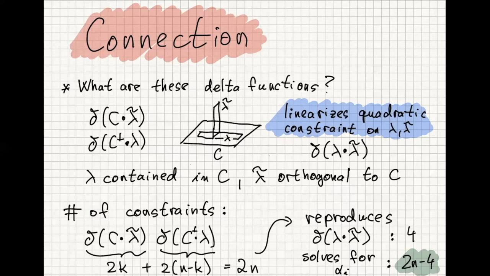Once we say these two statements, written in terms of two delta functions, this imposes that lambda and lambda tilde are orthogonal. So these delta functions are very natural from our point of view, and they reproduce the momentum conservation, and furthermore, they solve for the parameters of this C matrix. And there are exactly 2n-4 of these delta functions. So these delta functions can solve for 2n-4 parameters. And this 2n-4 will be an important number.